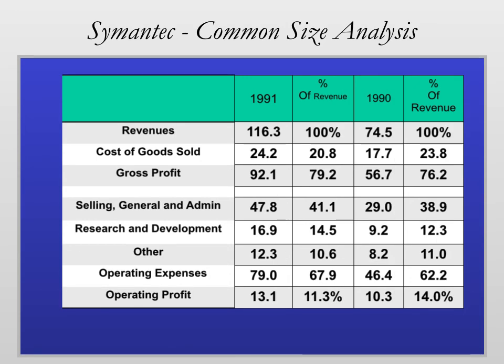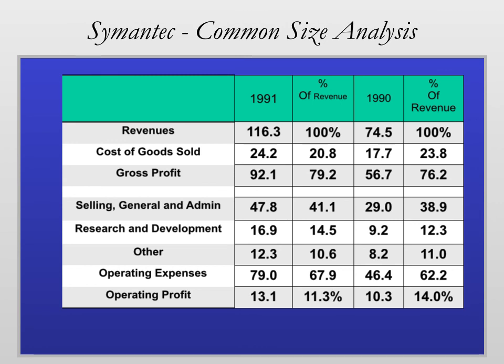So when we look at 1990, you can see that in actuality, gross profit increased rather nicely from 76.2% up to 79.2% in 91. But that increase, which has a positive impact on bottom line profits, was offset by a dramatic increase in selling, general, and administrative, which went from 38.9 to 41.1, and R&D went up 2.2 points. So in total, operating expenses increased from 62.2% to almost 68%, which more than offset the positive increase in gross profit from a percentage standpoint.